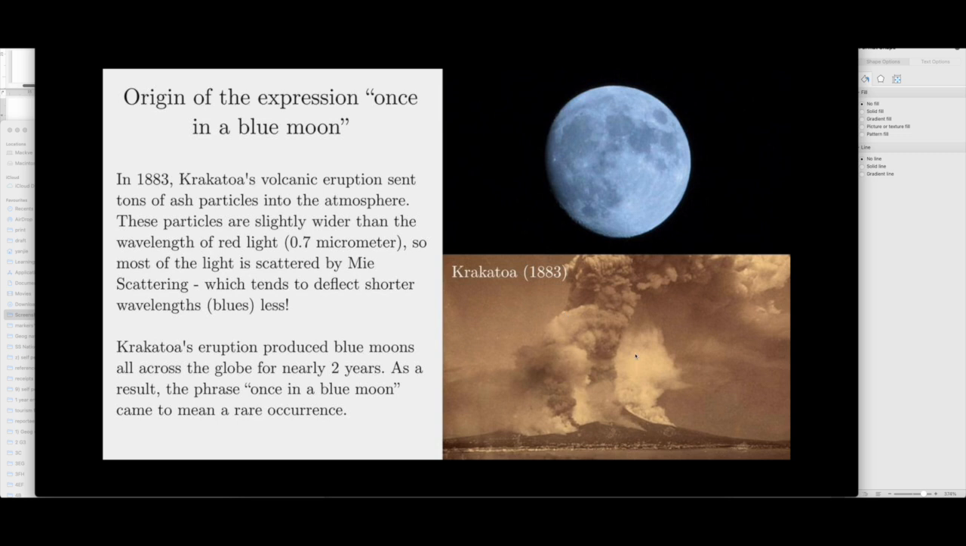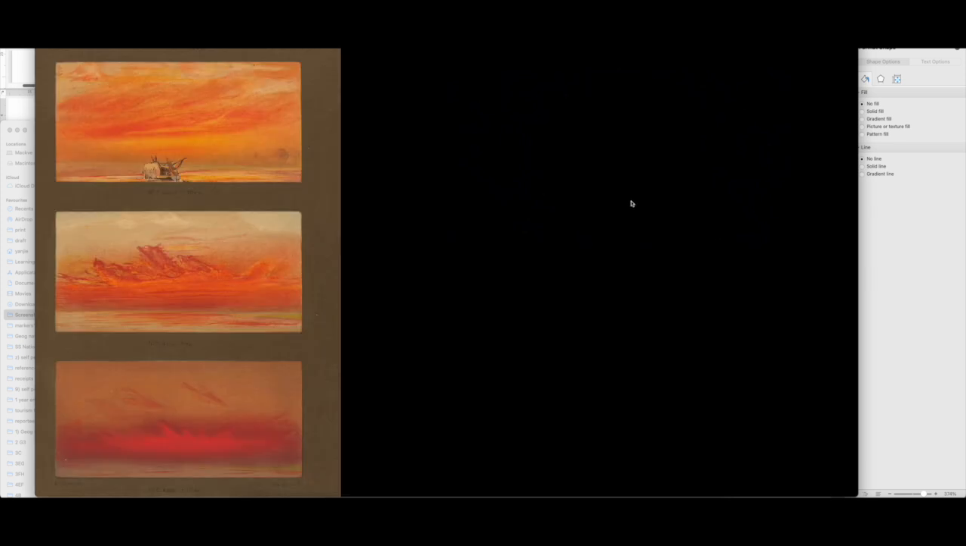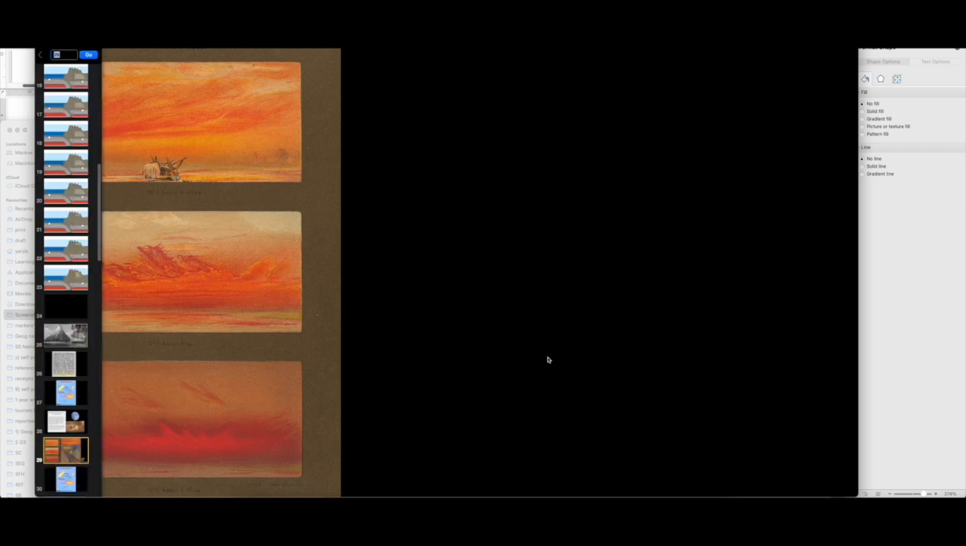There was so much ash sent up into the atmosphere. The ashes circulated around the atmosphere for multiple years. Because there's so much ash in the sky, it made the moon look blue at night, which is why you have the saying once in a blue moon, which is a rare event. In the daytime, the sky was just orangey throughout because of the ashes.